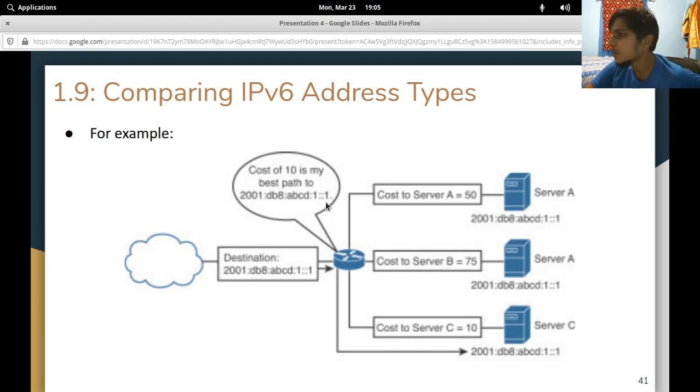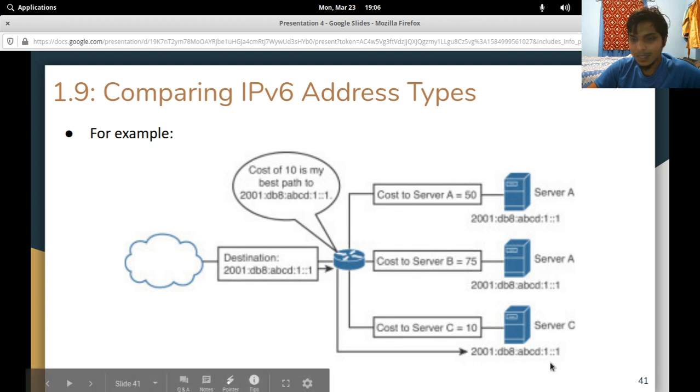For example, you could kind of see it, it's a bit blurry. This device wants to reach this IPv6 address, and these servers all have that exact matching IPv6 address. But the difference is that the cost to server A, B and C is different. So this device is obviously going to pick the server with the lowest cost.